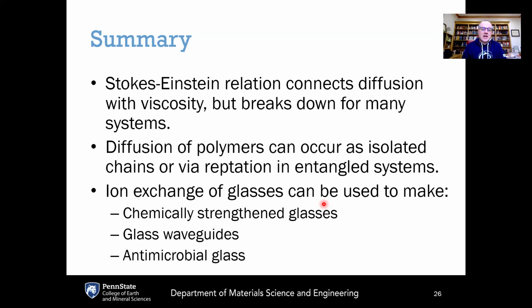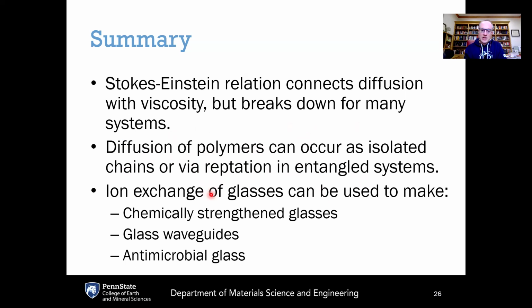It also breaks down if you cool a liquid down towards the glassy state. For example, we saw with ion exchange glasses that there's a complete breakdown of that Stokes-Einstein relation. Diffusion of polymers can occur as isolated chains following the Stokes-Einstein relation, or for entangled systems, it occurs via reptation, which is the snake-like motion where the polymer chains are diffusing along their own pathways.